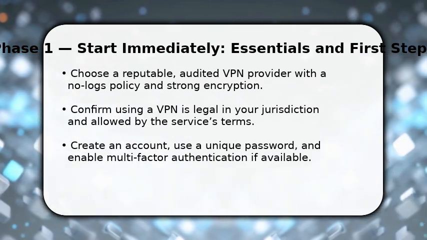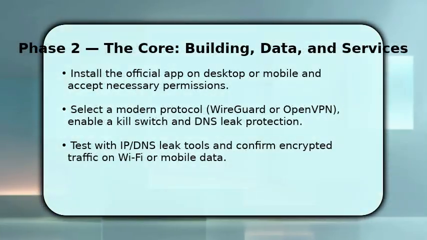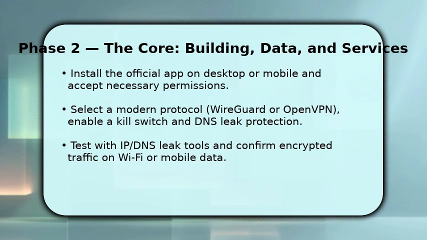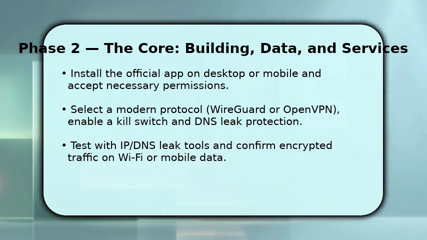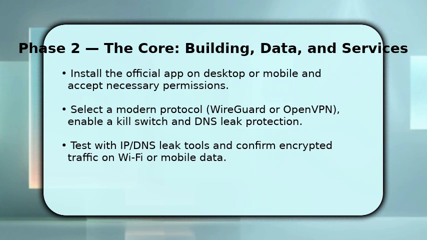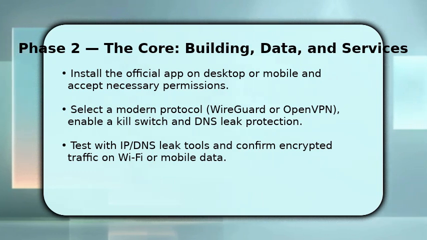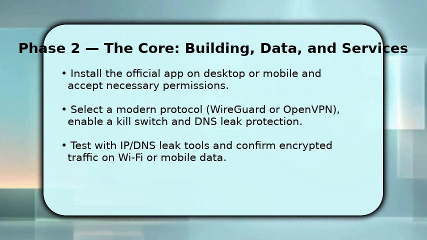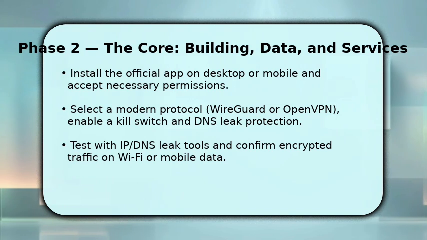Now you install the official VPN client and pick a modern protocol, such as WireGuard or OpenVPN, for speed and security. Once done, enable the kill switch and DNS leak protection so your real IP won't accidentally be exposed if the tunnel drops. Make sure the client is up to date, then run a quick IP and DNS leak test to verify encryption. If the test shows leaks, switch protocols or restart the client.